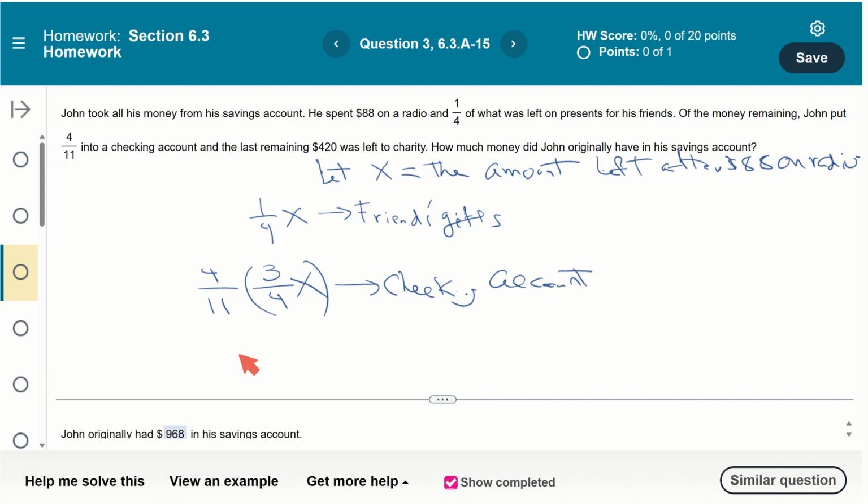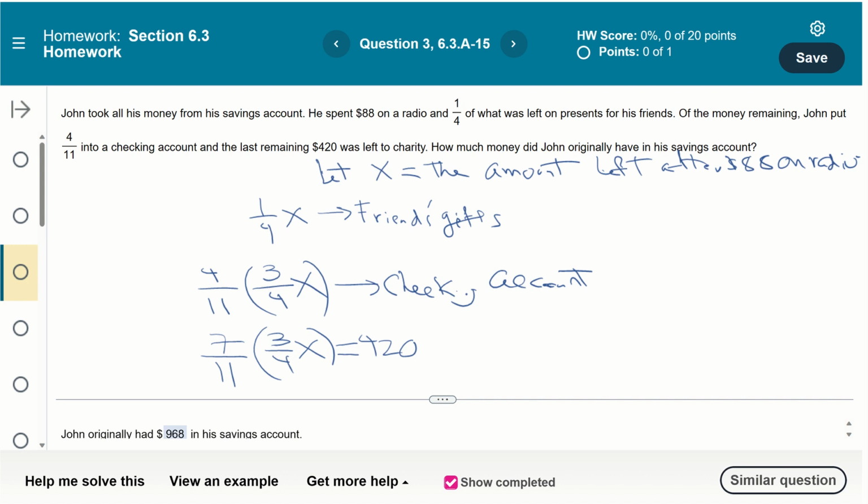That leaves how much? That means 7/11 of the 3/4 of x. Remember, 4/11 and 7/11, that's 11/11 or 1, right? So this portion basically ended up being this 420 that was left to charity. So finally, we have the equation that we need to solve.